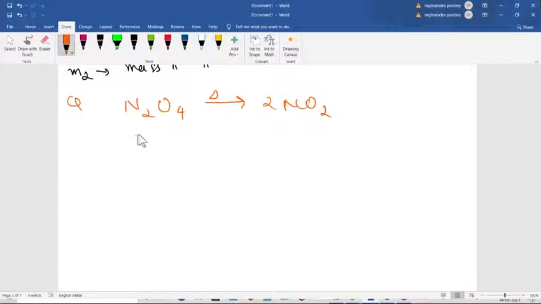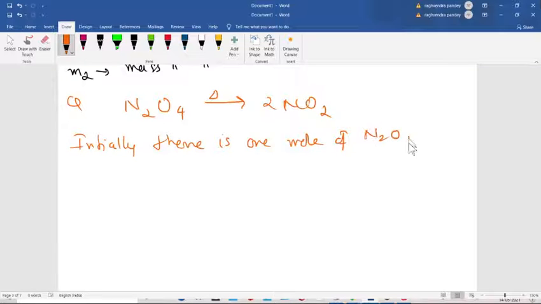Suppose initially there is 1 mole of N2O4 and only 25% of N2O4 dissociates.